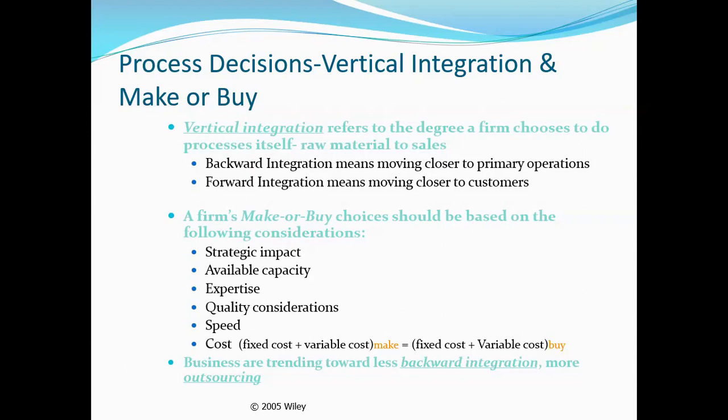So usually people choose to make because it's probably important to them. Okay, it has strategic importance, and you have the capacity, you have the expertise, and you want the quality to be good, and you can control the speed. But usually if the company chooses to buy, that means it's cheaper to buy and it's less headache for the company. But then you have to think about the strategic impact, whether or not you are helping your competitor, training your future competitor.